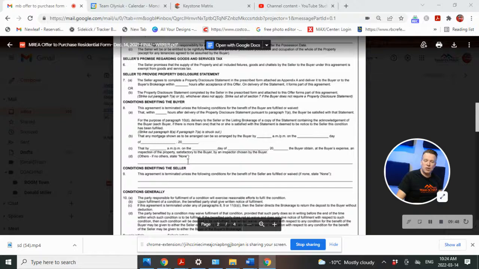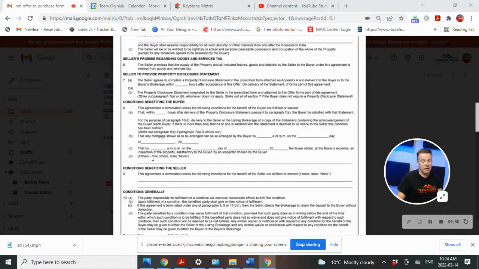And then what usually you see for condition in here can be anything that can be written in, but the most common is if they had a house to sell before they can purchase that one. So it would say subject to the sale of 1234 ABC Street by such and such a date, because all conditions need a date on them, a drop dead date.